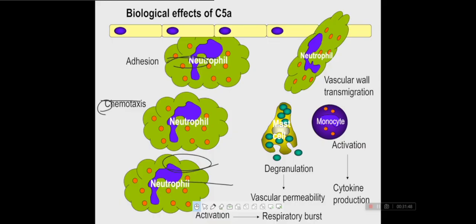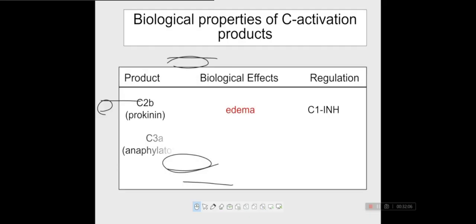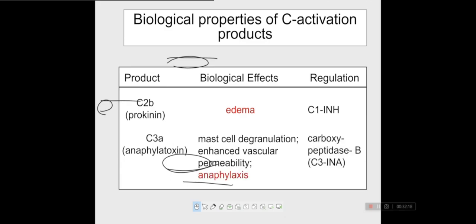Okay. So the biological effect of C5a. C5a helps in adhesion, chemotaxis, vascular wall transmission, mast cell degranulation, and cytokine production. This is the function of C5a. Now, biological properties of complement activation products. C2b is prokinin, C3a is anaphylatoxin, and the biological effect of C2b is edema and it is regulated by C1INH. So this I already told you in a previous slide.